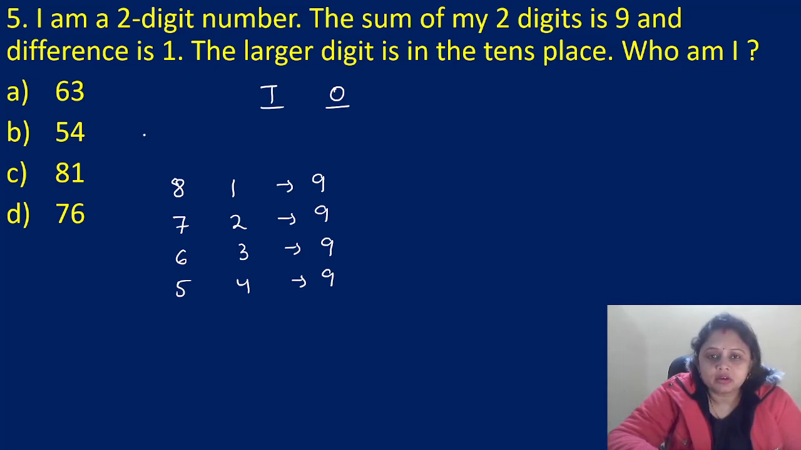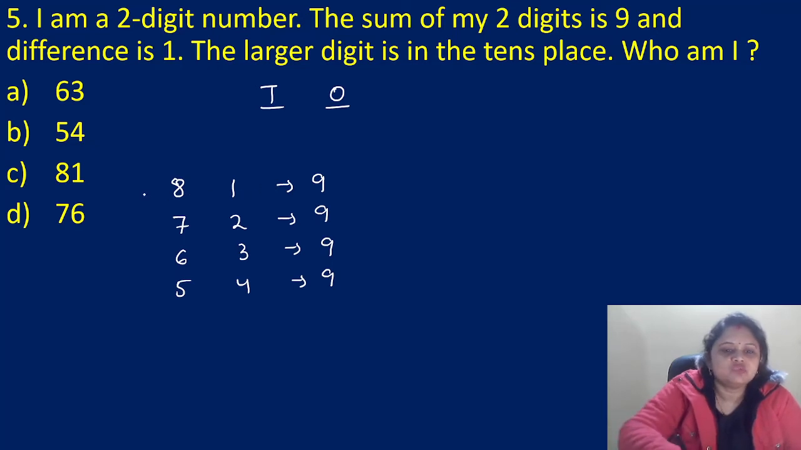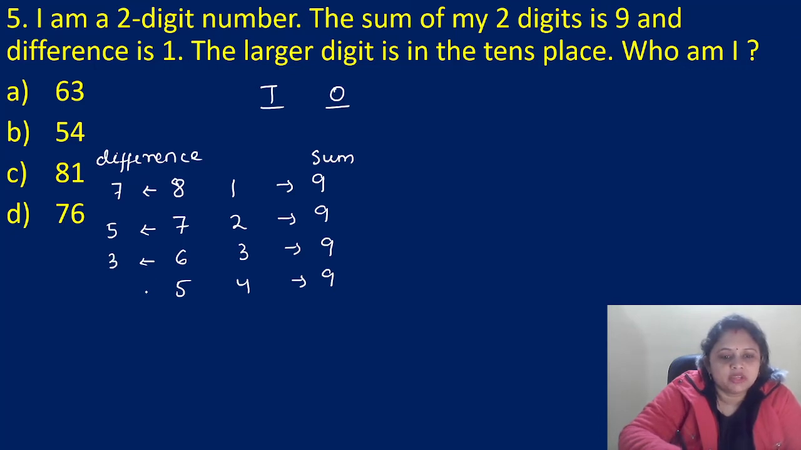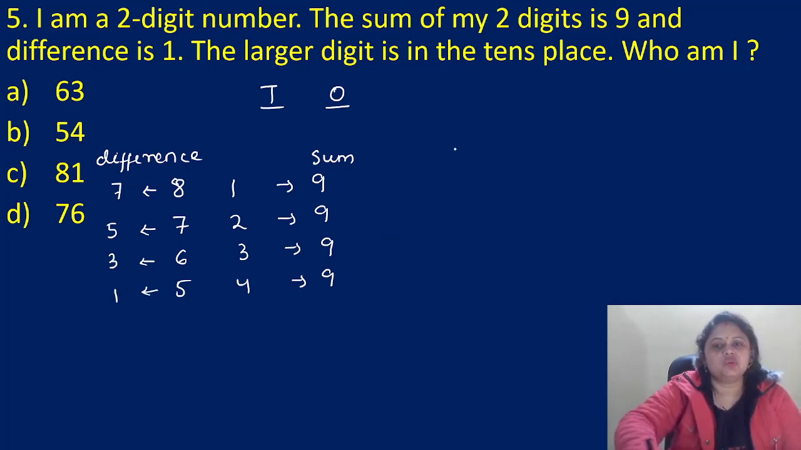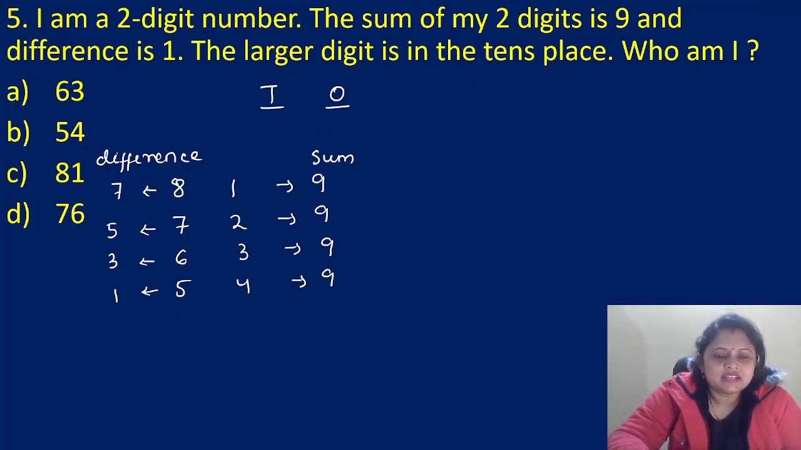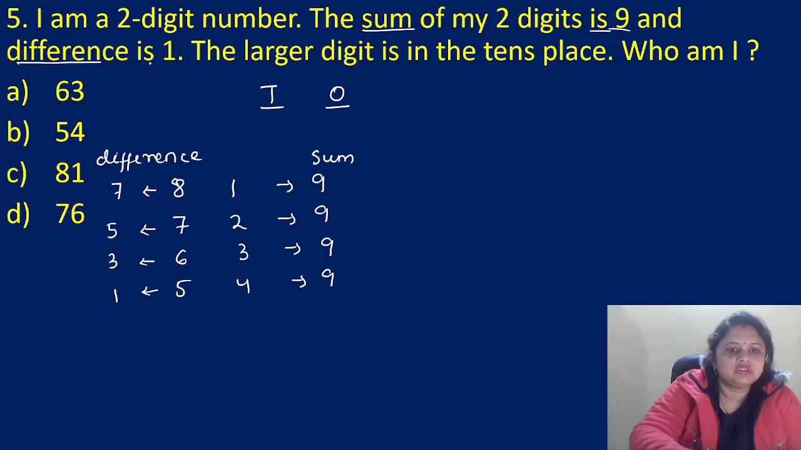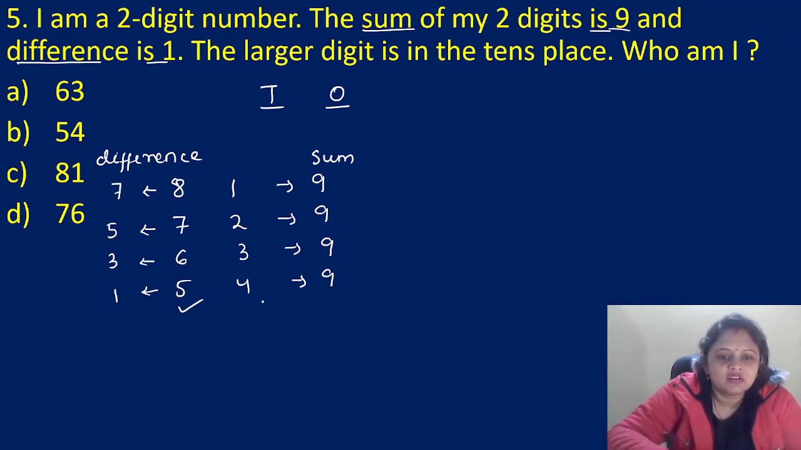But another condition is there, that the difference is 1. What is the difference between 8 and 1? It is 7. Difference between 7 and 2? 5. Difference between 6 and 3? Can you tell me? It is 3. Difference between 5 and 4? It is 1. So, which is satisfying both the conditions, that is sum 9 and difference 1? 5 and 4.